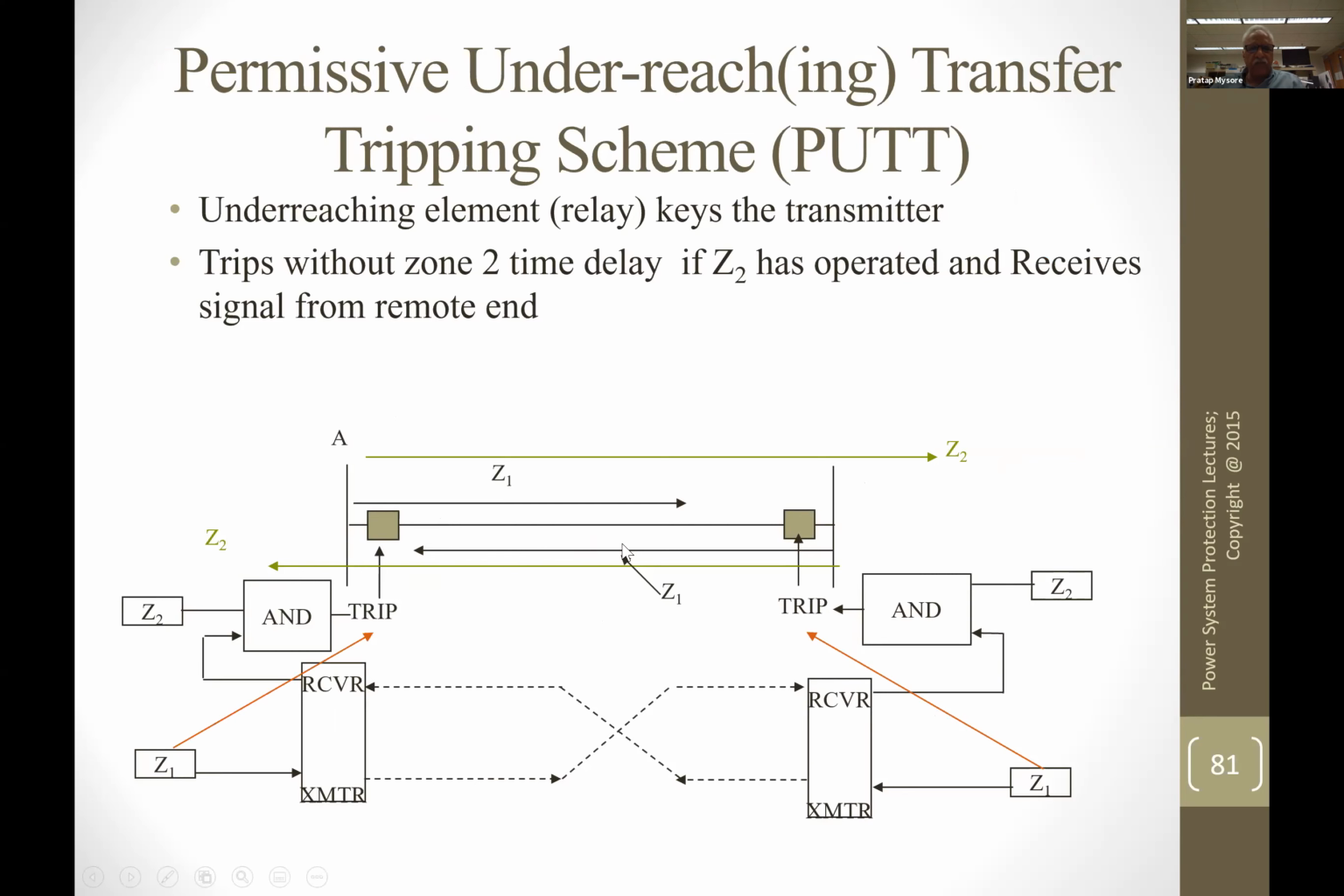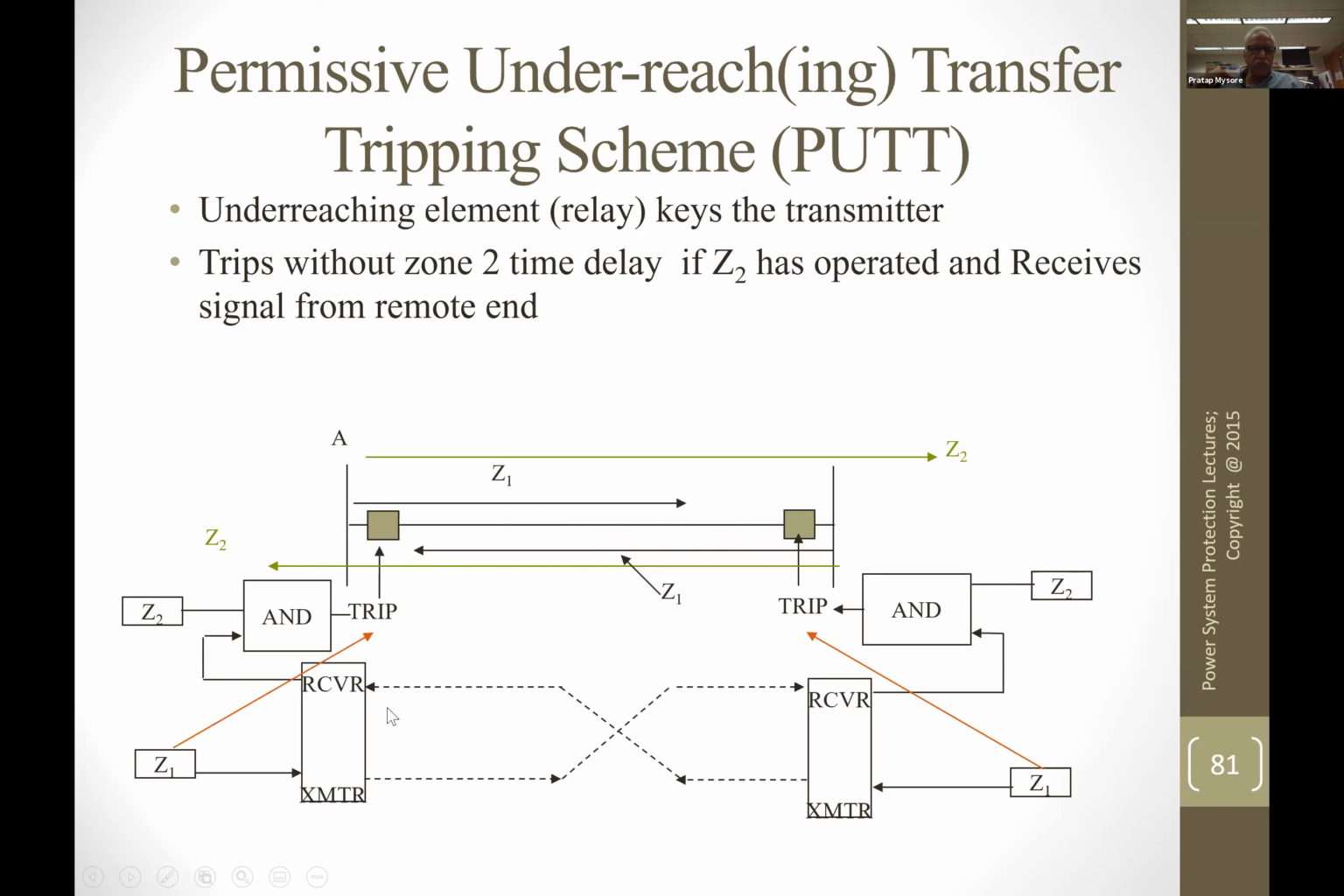But when a fault occurs on the line, what relays pick up? Zone 2 also picks up, right? And the zone 2 picks up, but it trips after a 15 cycle delay. So if zone 2 has picked up, and if I receive a signal from the remote end, which is keyed by the underreaching element, then I know the fault is on the line. So they make use of the determination of the fault with zone 2 also, that says that the fault is in this last 15% of the section, and we bypass the timer and trip.